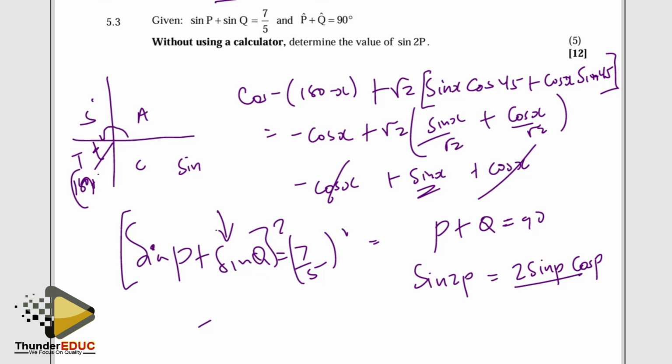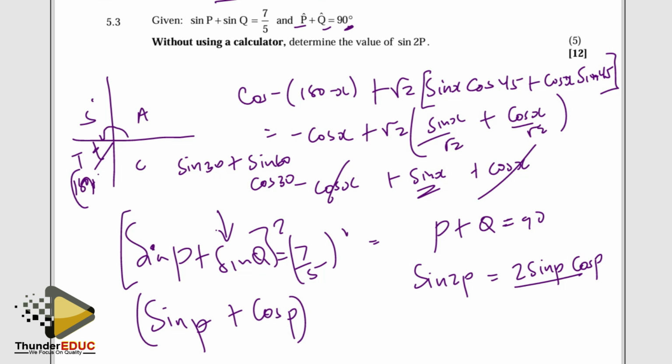Let's say we have the sine of 30 plus the sine of 60. Just say, since P and Q are complementary, which means the cos of 30 is going to be the same as the sine of 60. Yes. So I'll say the sine of P plus the cos of P squared must give me 7 over 5 squared.